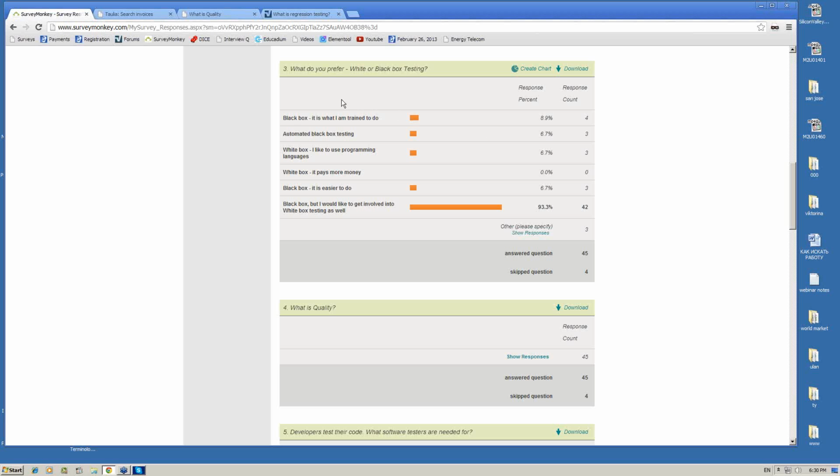There is an answer here, number one, which says black box, it's what I'm trained to do. It is kind of miserable. Basically, you are saying, I would rather do something more glorious, but I'm miserable, I cannot do it, I'm not trained to do it. There is some negative connotation here. It is kind of true, but you want to look more glorious, more positive, a more happy person, okay?